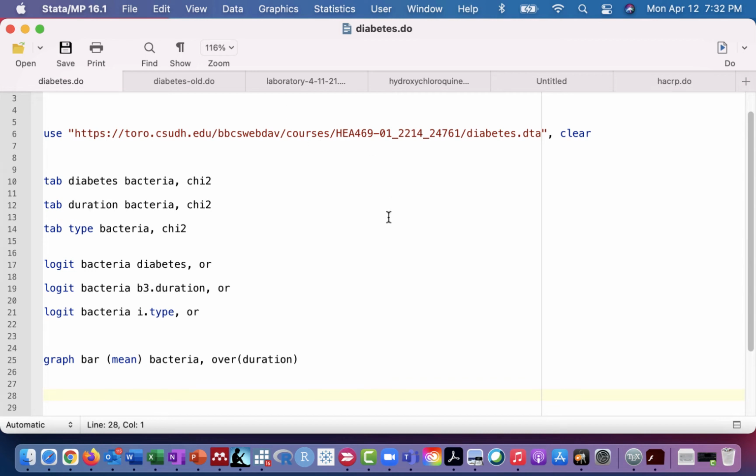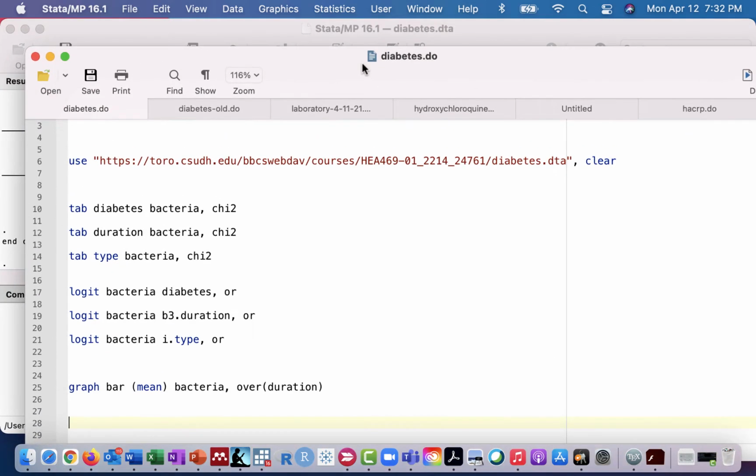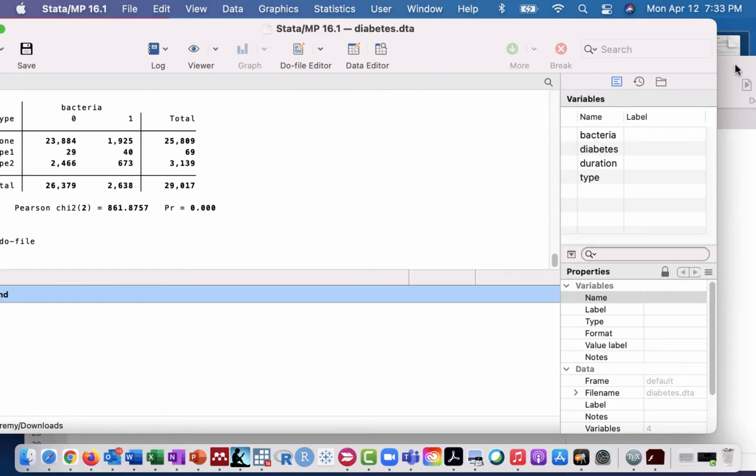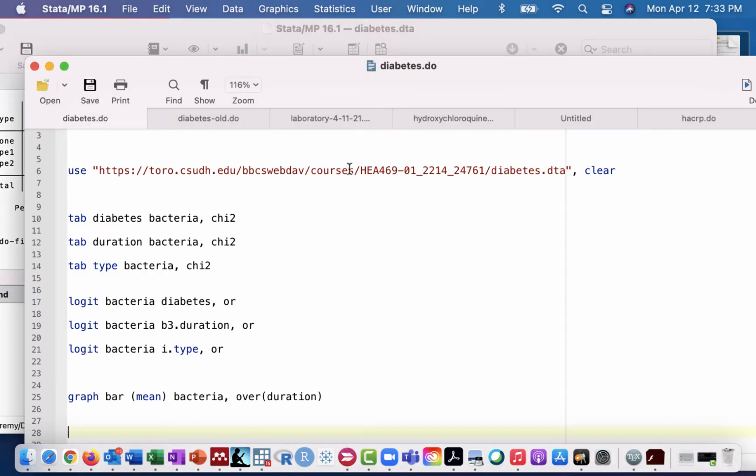So the first thing you want to do is open the do file for diabetes on Blackboard. There should be a Stata do file, diabetes.do. Just click the link to diabetes.do, and if you have Stata installed, it should open that do file in Stata and give you all the code there, right?